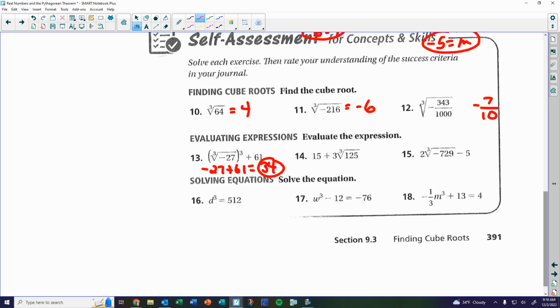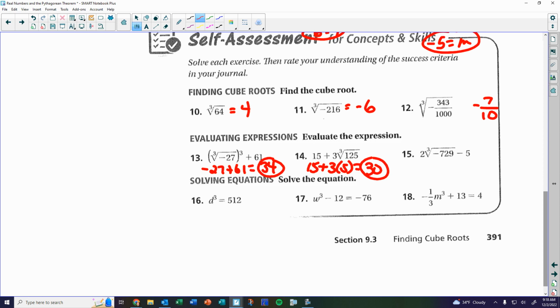All right. And 14, we got to figure out the cubic root of 125, which is... The cubic root of 125 is not 30. Listen to the question. What's the cubic root of 125? 5. And then 3 times 5 is 15. And when I add the two 15s together, you get 30.